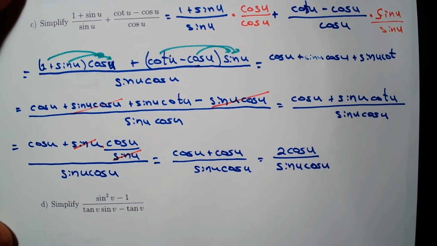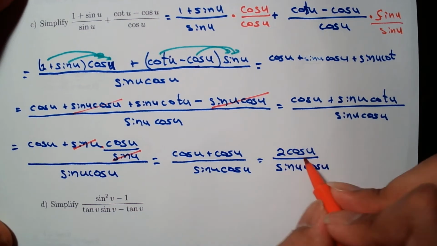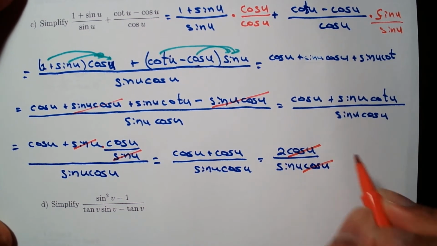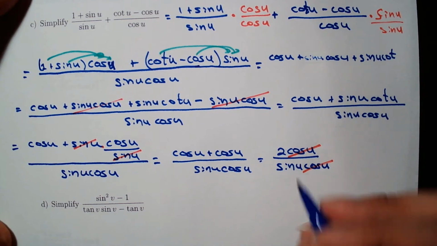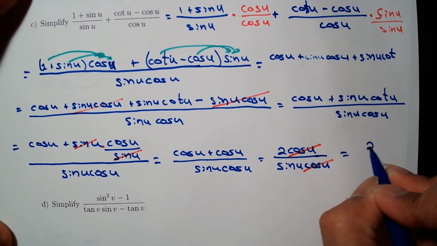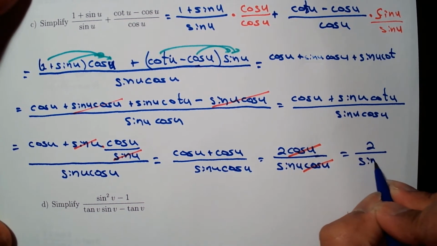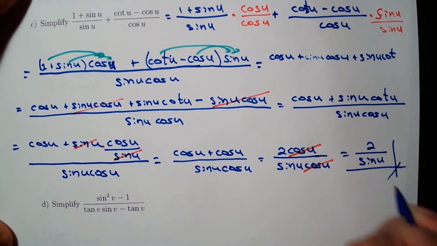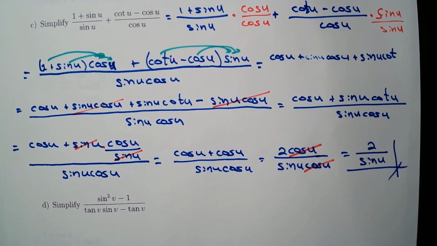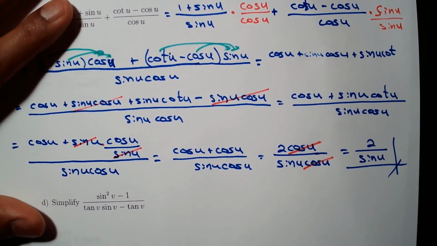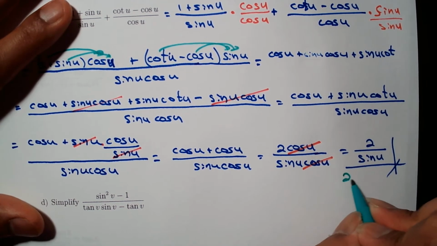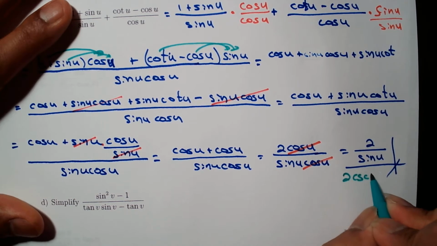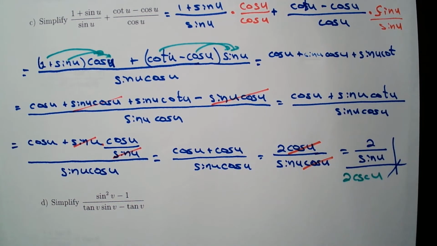And in this case, we can notice how this cosine u goes away with that cosine u. And that's going to be 2 divided by sine of u. And that's the simplest this can go. All right. So that's pretty much about this example. Or, if you prefer to move it into the numerator, this is the same as 2 cosecant of u. That doesn't matter. All right.